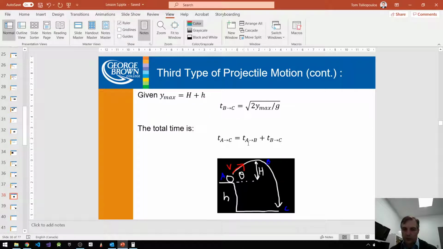And once we've done this, we just take the different piece parts. We take the total time from A to C, which would be the total time from A to B plus the total time from B to C. So this time plus this time.